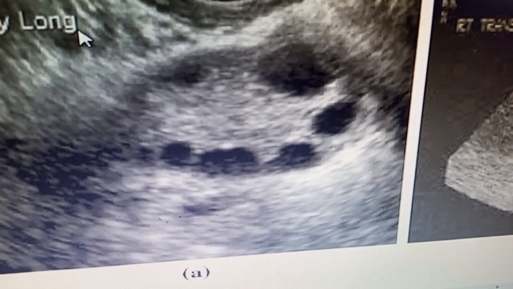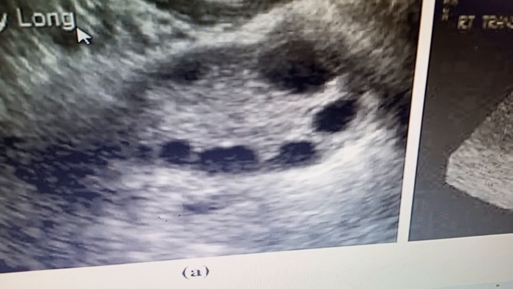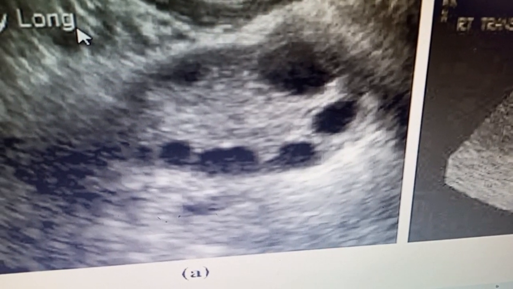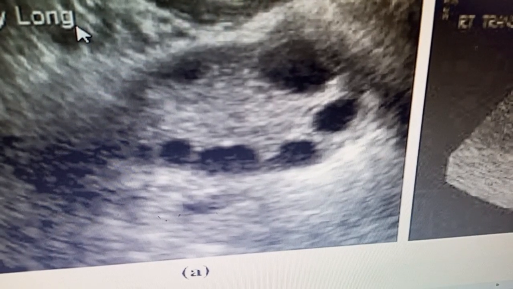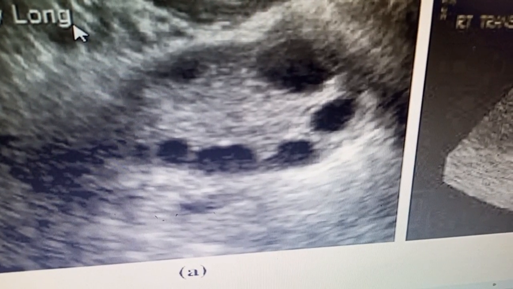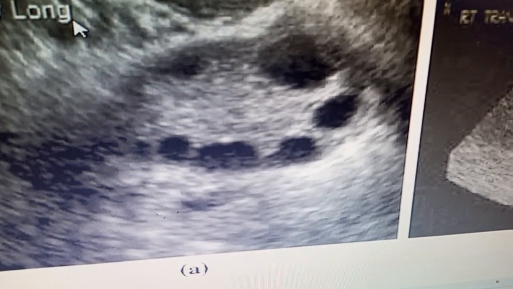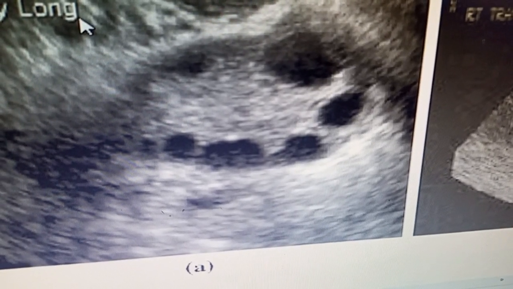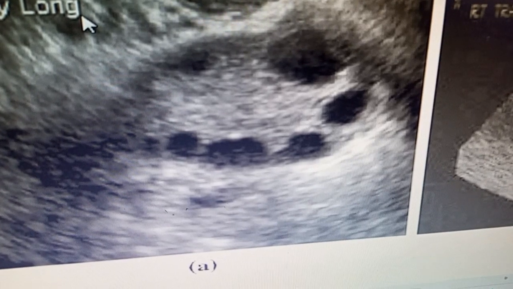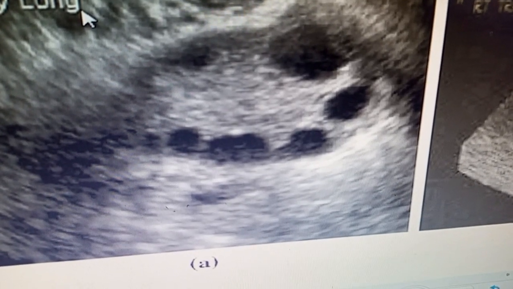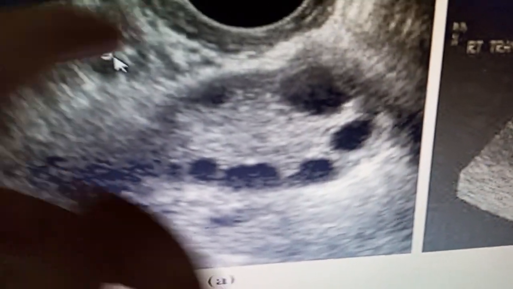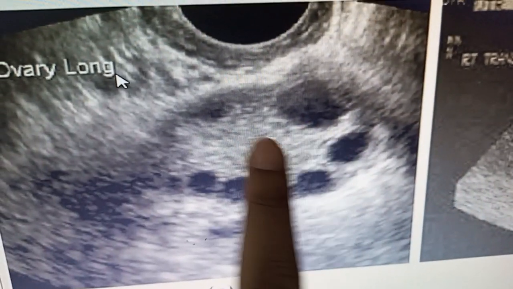Today I would like to describe the normal ovary, polycystic ovarian disease, ovarian hyperstimulation syndrome, and ovarian torsion on the ultrasound image. This is very important. As a sonographer, you should recognize the normal ovary, ovarian hyperstimulation syndrome, ovarian torsion, and polycystic ovarian disease. This is very important. This is the image of the normal ovary.